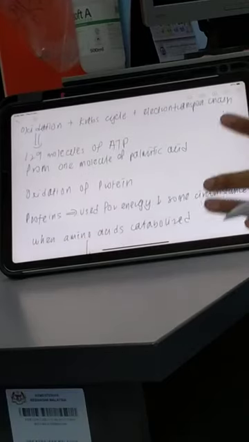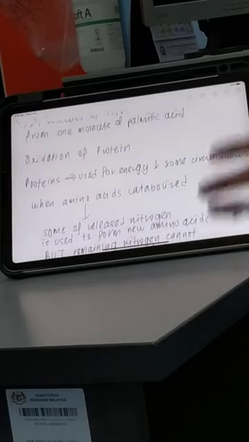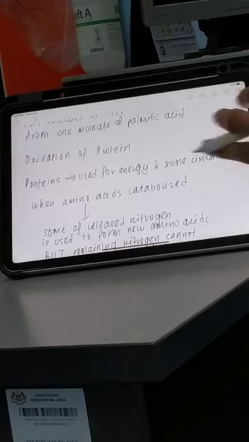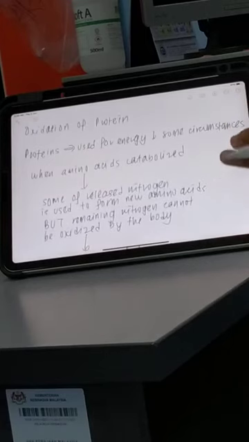So the next one I'm going to talk about is the oxidation of protein. So protein is used for energy under some circumstances. So when amino acids are being catabolized, some of the released nitrogen is used to form a new amino acid.